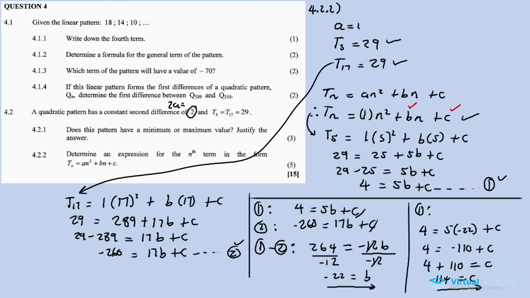So therefore my nth term is equal to: a is 1, so it's n squared; b is negative 22, so it's negative 22n; plus 114, which is the value for c. So this is the nth term for this quadratic pattern. So, question 4 is finished here.